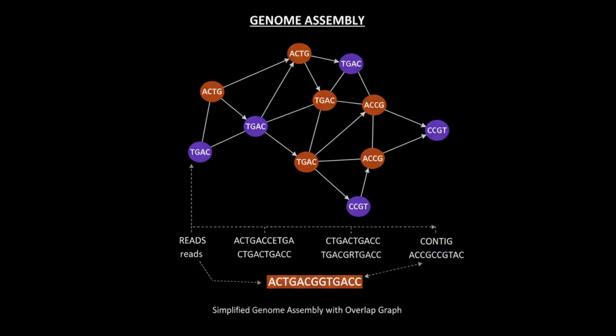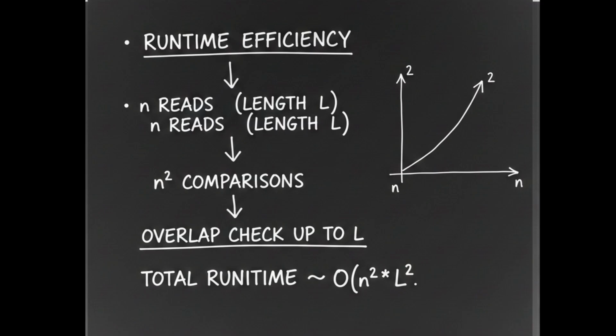One quick note on efficiency. If we have n reads of length L, we compare every read with every other read, giving about n squared comparisons. Each comparison may check overlaps up to length L, so the overall runtime is roughly proportional to n squared times L squared. That's fast enough for small datasets like Rosalind problems.